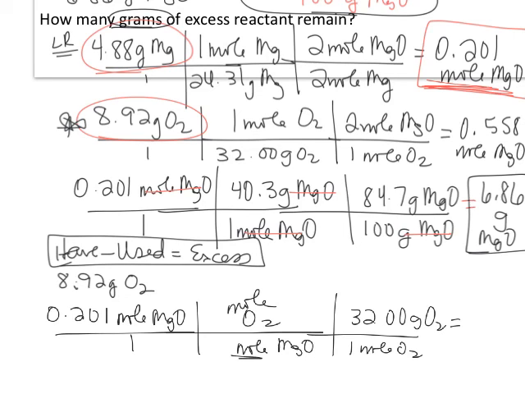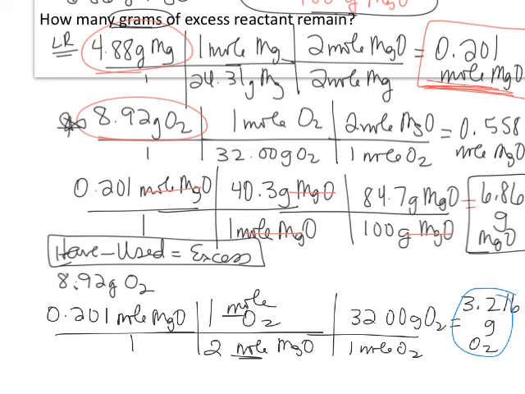Where do we find the numbers to go here? From the balanced equation. In our balanced equation from earlier, 2 goes with magnesium oxide, 1 goes with oxygen. So when we take 0.201 divided by 2 times 32, we get 3.216 grams of oxygen.